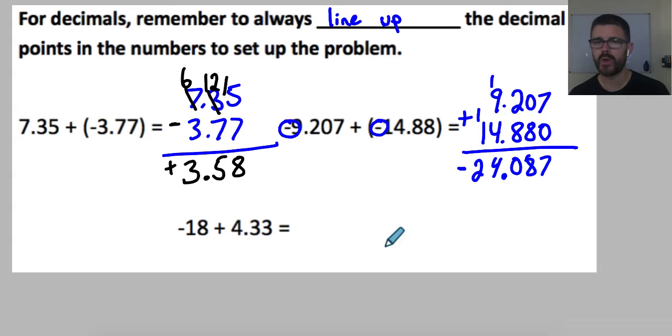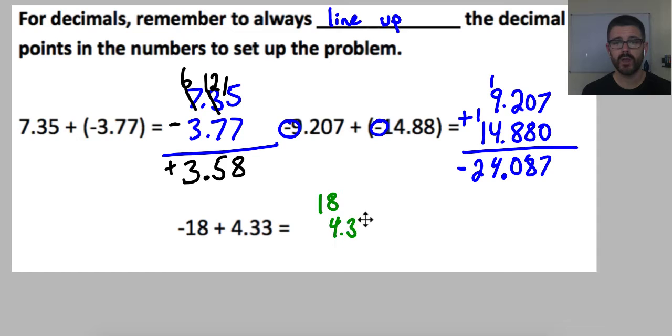You line up your decimal points, decide if you're going to add or subtract, and go from there. So here, negative 18 plus 4.33. Again, they have different signs, so we're going to have to subtract. Put the larger number on top. 18 is bigger than 4, so I'm going to put the 18 on top and the 4 on the bottom. Remember, in a whole number, the decimal is right at the end of the number, and then we can kick in those extra zeros. They had different signs, so we subtract.